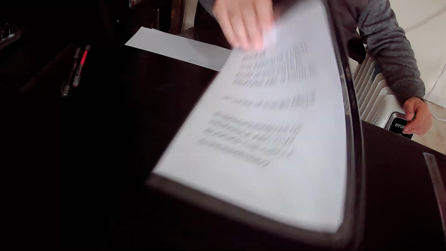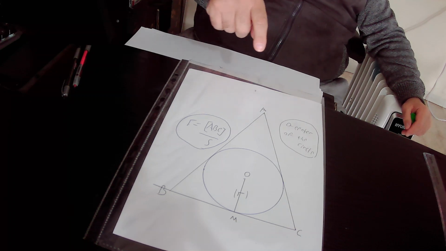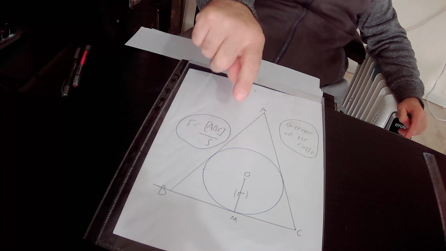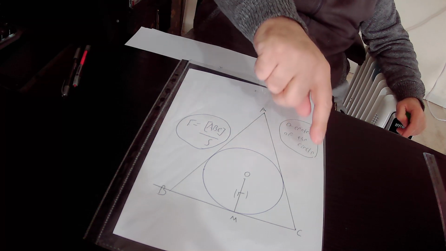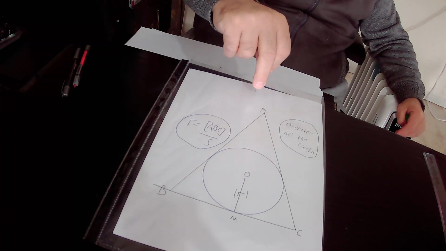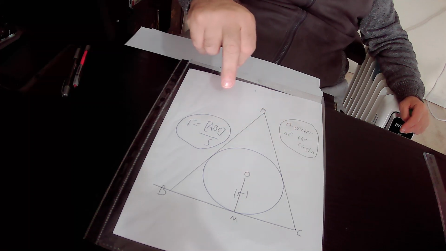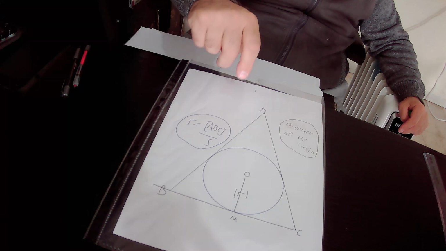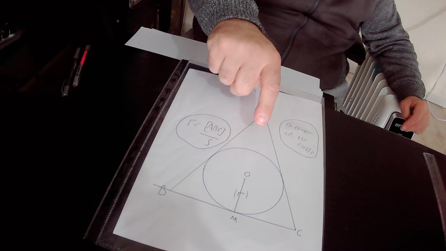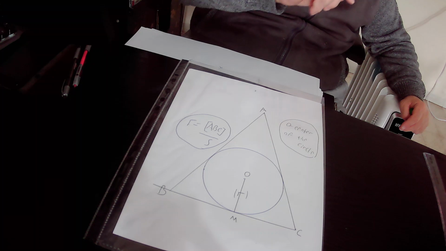Here in the drawing we have triangle ABC, which could be any triangle. This circle is inscribed in triangle ABC. So the radius R of this circle will be equal to the area of triangle ABC over the semi-perimeter of this triangle. Again, the semi-perimeter equals the perimeter, that is AB plus BC plus AC, over 2.